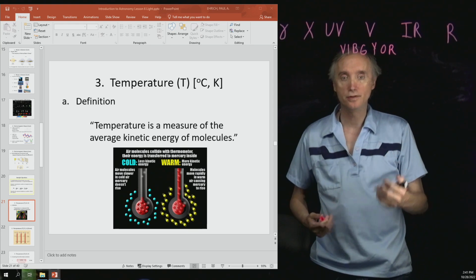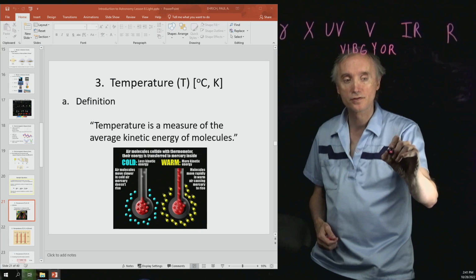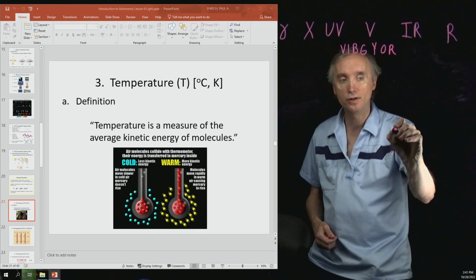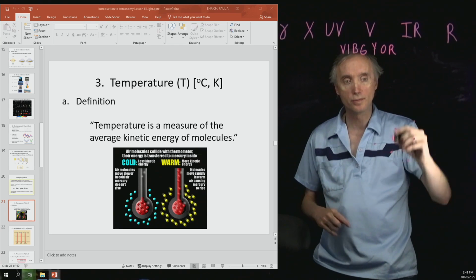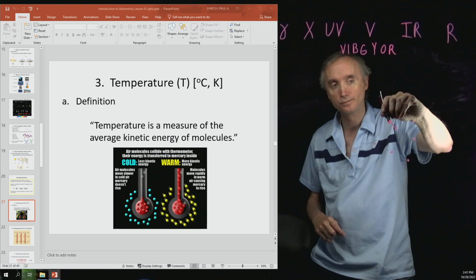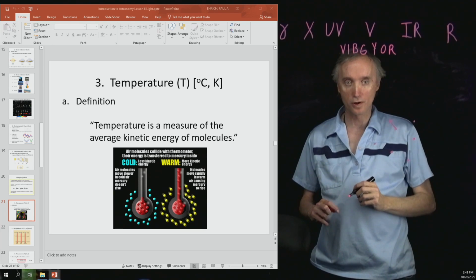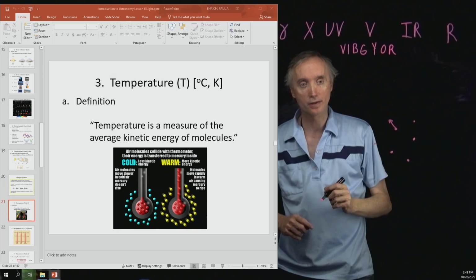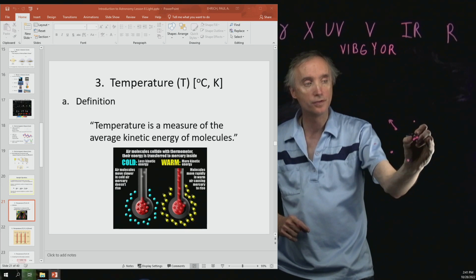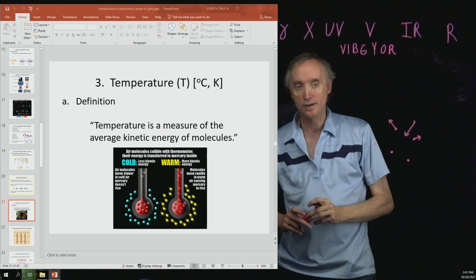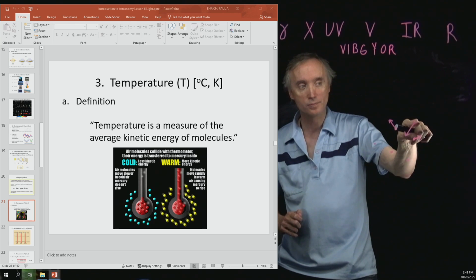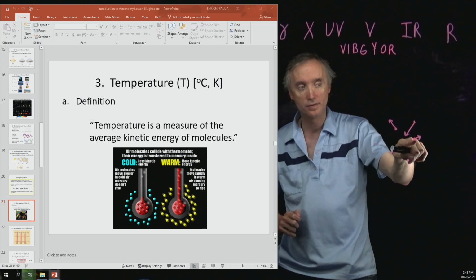So let's pretend that we have some water, maybe. And so here are some water molecules. And then each of these water molecules has a certain speed. And so let's say that that particular water molecule is going in that direction. And then this one is going off in this direction. And then this one is going off in this direction. Do you notice that the arrows are different sizes? So that means that this molecule is moving faster than this one, at least until it runs into something.